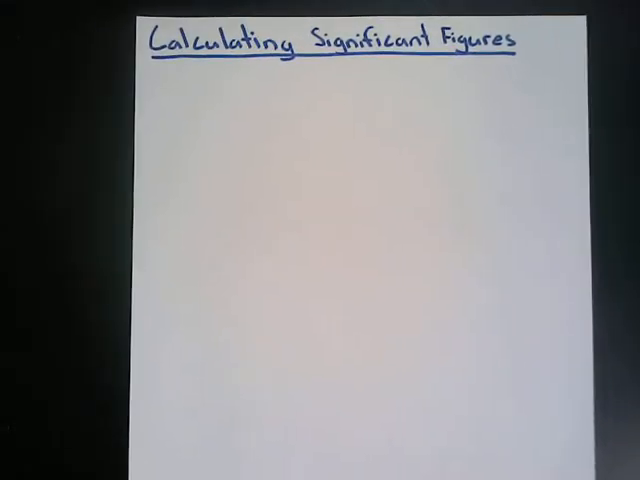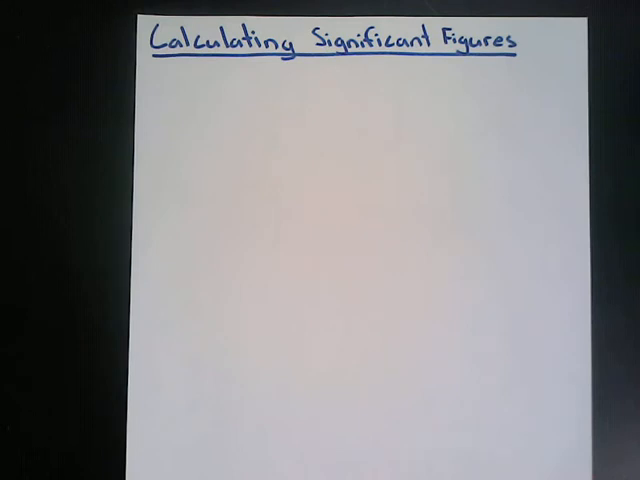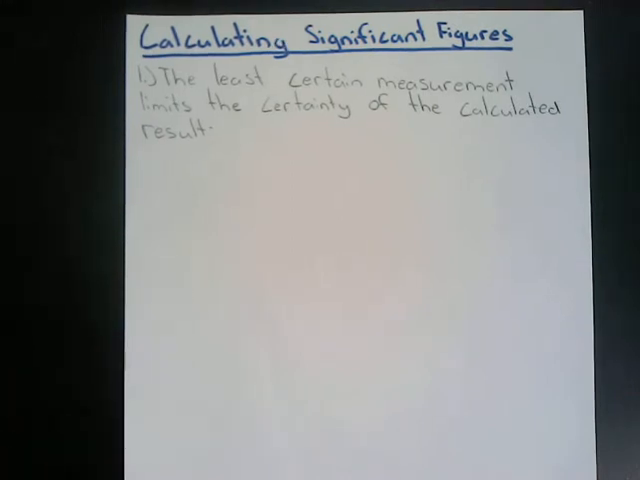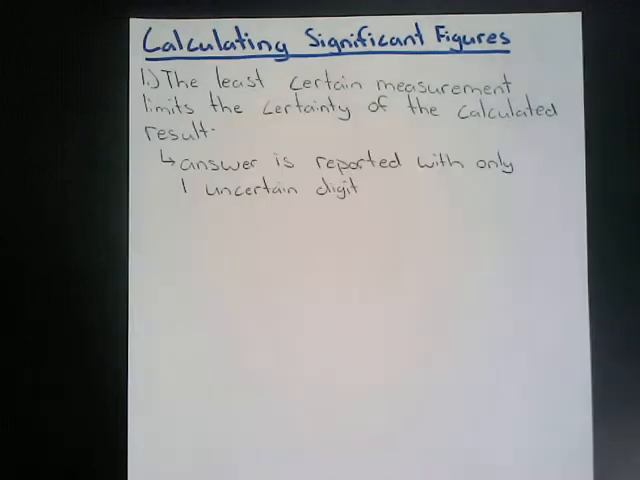So the first rule that we get into when we calculate significant digits is this: the least certain measurement limits the certainty of the calculated result. So what this means for us is that the answer is reported with only one uncertain digit. So we have to limit ourselves to that least certain measurement. The second thing is that in an addition or subtraction, we need to report the least number of decimals.